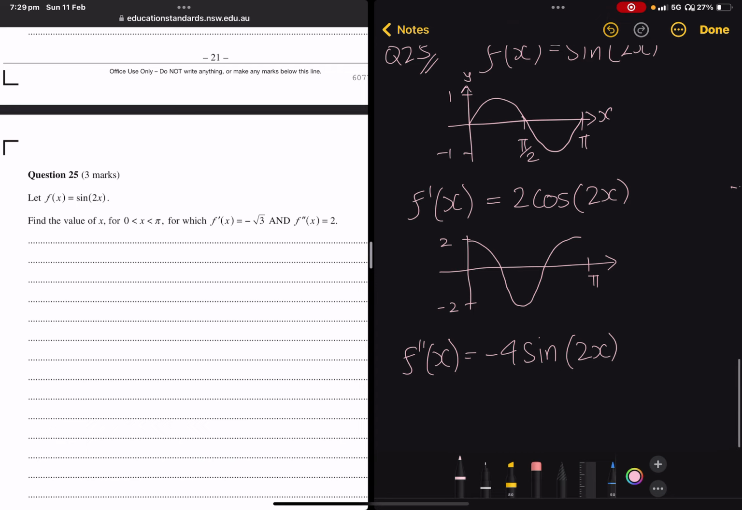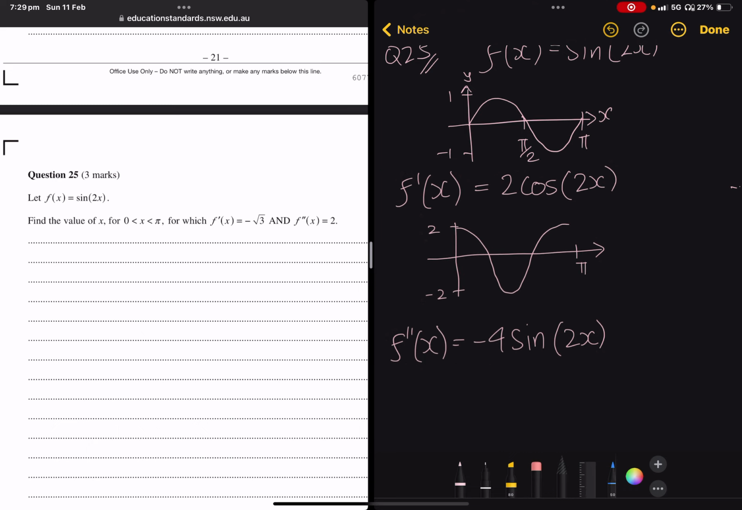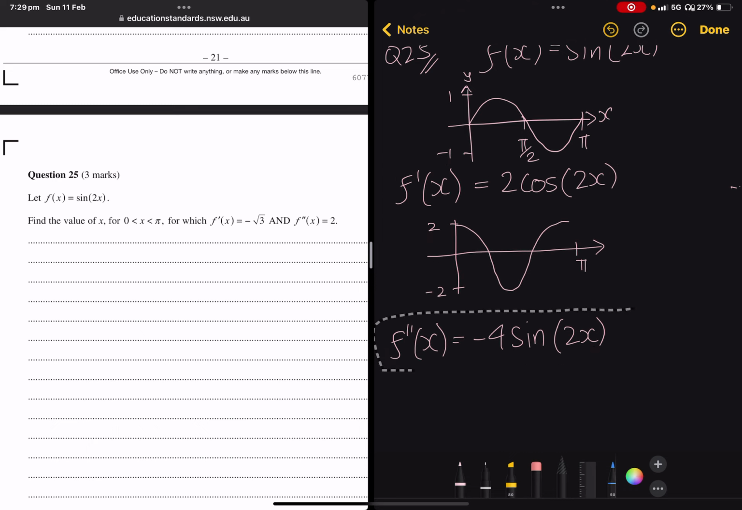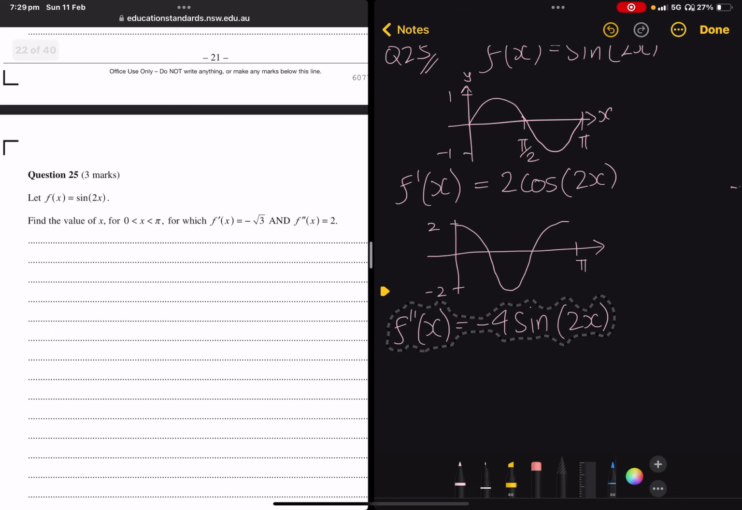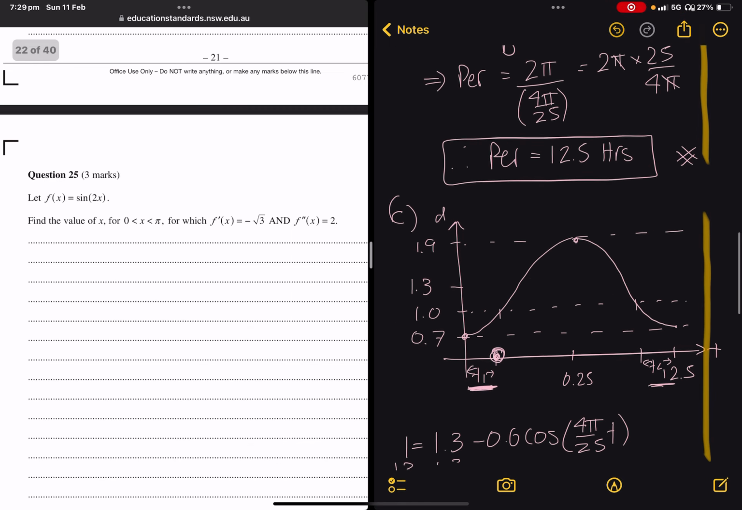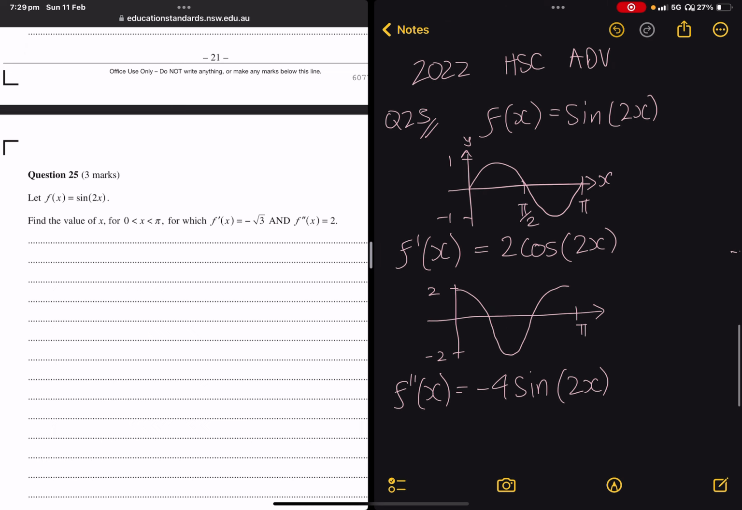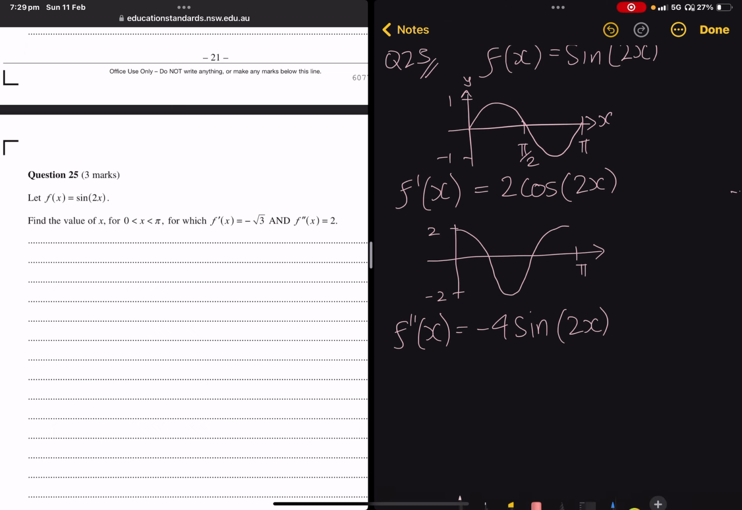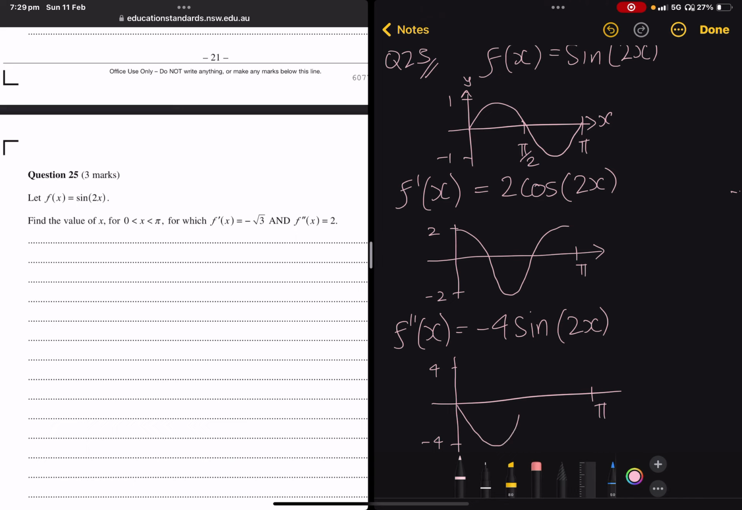And then the second derivative, let me try and fit these all on the screen together. Let me move this up a little bit, move this one up a little bit. We have our second derivative function, which is then minus sine, still repeats once between 0 and pi. Its amplitude is now 4. So it goes up to 4, down to minus 4. So it does this, up here, and down here.